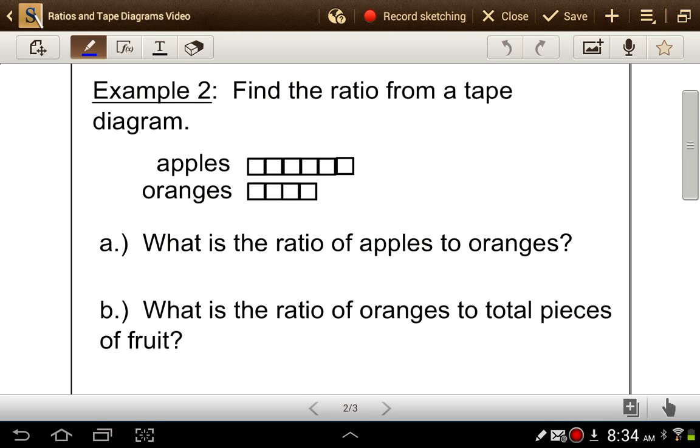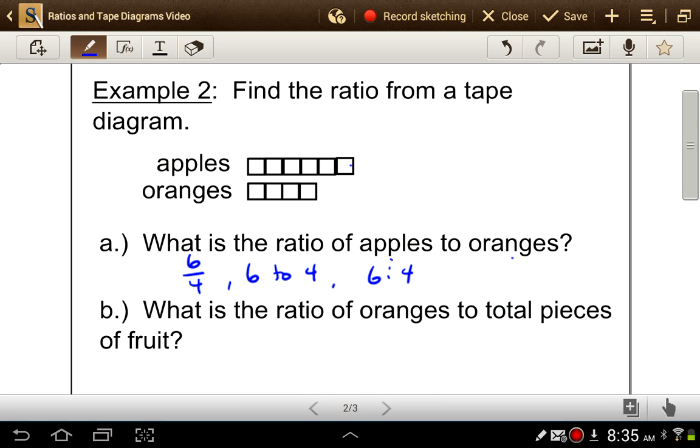Okay, so I have apples to oranges. What's the ratio of apples to oranges? Well, I have 1, 2, 3, 4, 5, 6 apples, and I have 1, 2, 3, 4 oranges. So 6 to 4. We can write that as 6 to 4, 6 to 4, or 6 to 4. You don't need to worry about simplifying or anything right now. We're just writing the information in front of us.